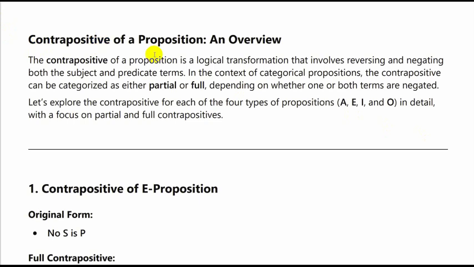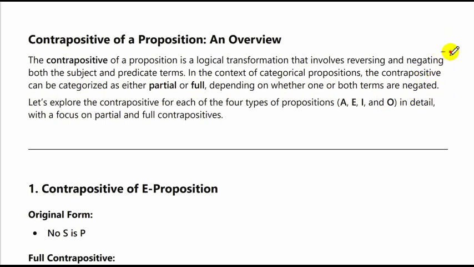In the contrapositive of a proposition, what we are trying to do is logically transform it into another proposition having the same meaning. So the contrapositive of a proposition is a logical transformation that involves reversing and negating both the subject and the predicate terms. In the context of categorical propositions, the contrapositive can be categorized as either partial or full, depending on whether one or both the terms are negated.